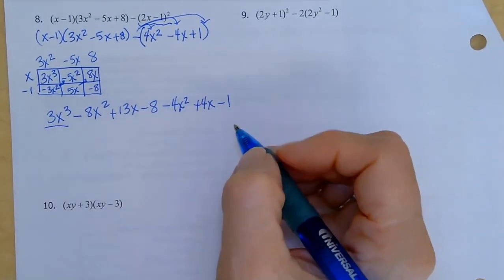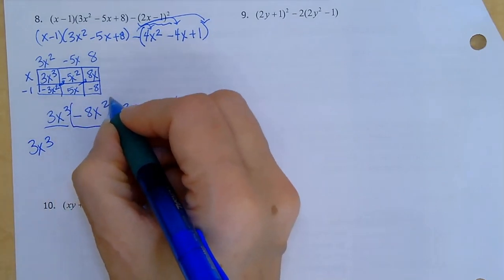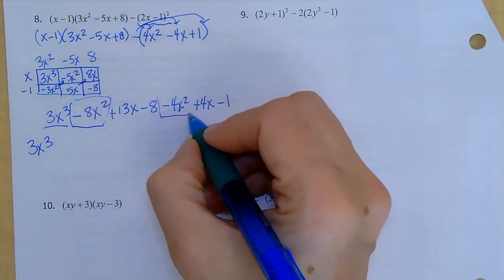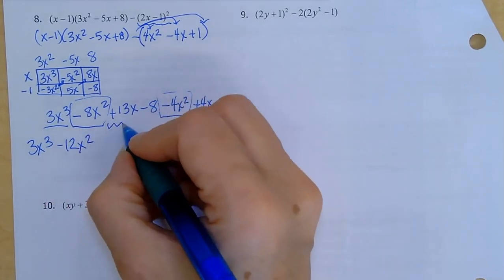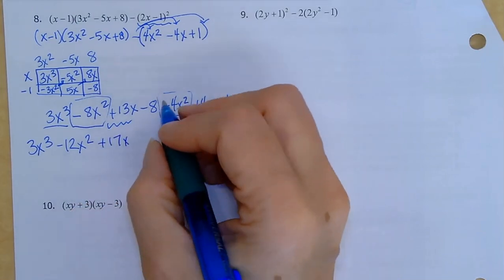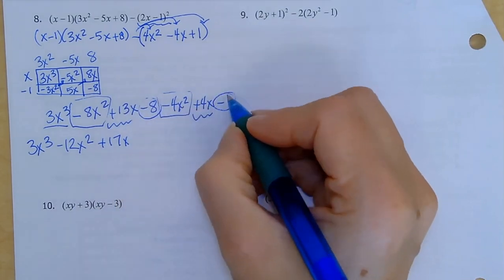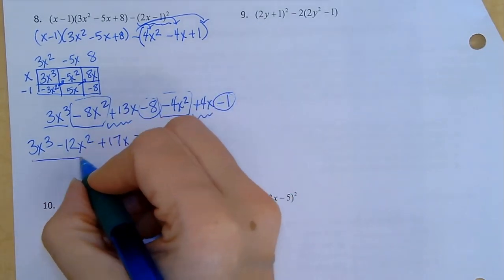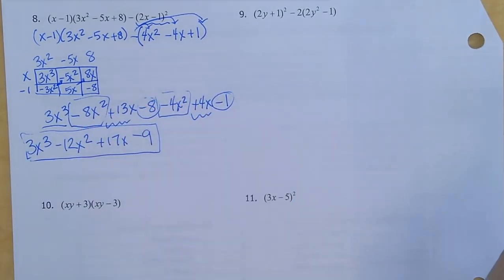There's only one x cubed, so my answer is going to be 3x cubed. And then I have negative 8x squared and negative 4x squared, so that's negative 12x squared. And then 13x and 4x is going to be 17x. And then I have negative 8 and negative 1, so that's negative 9. So that should be my answer, and it is in order of descending exponent.